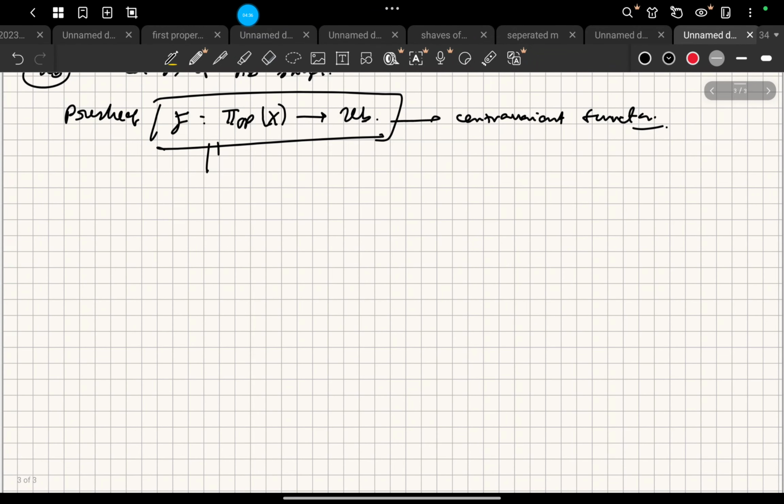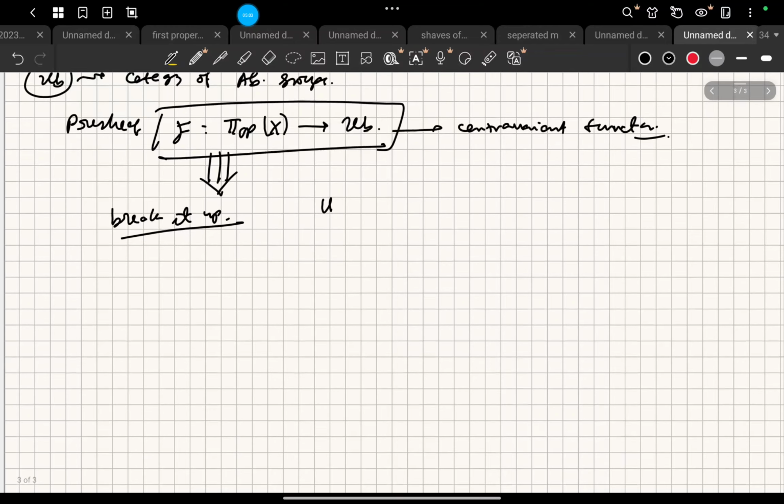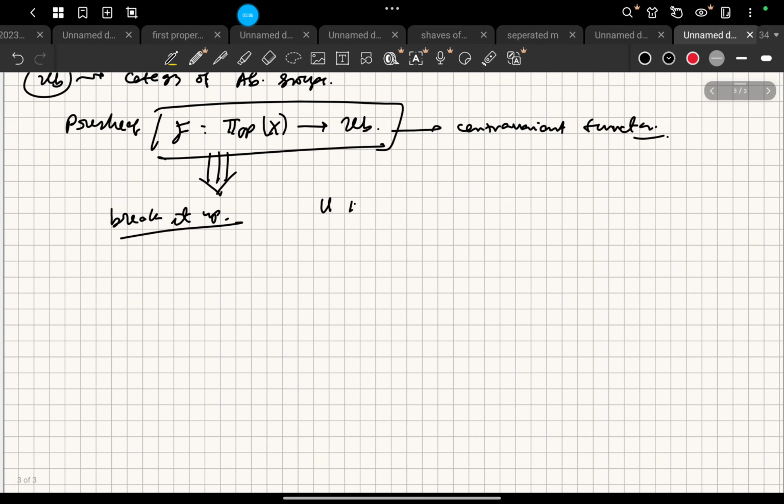Now, if we break this condition up, let's see what we get. First of all, what is a functor? Functor means if you have an open set from the category of open sets of X, let's say U, I must get F of U to be an assigned abelian group.